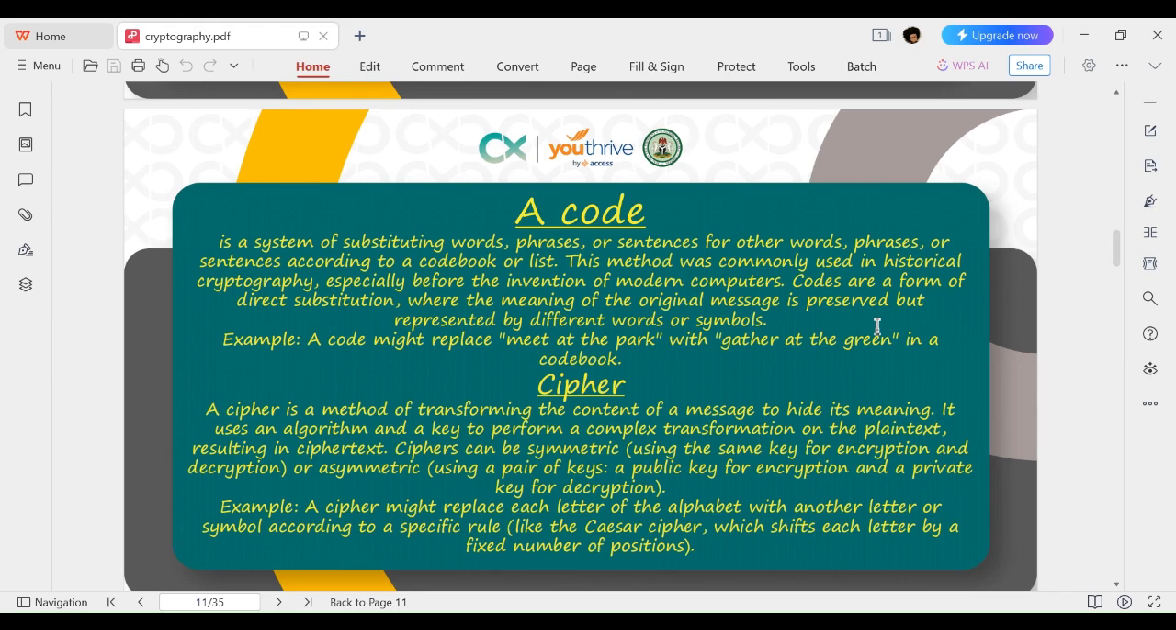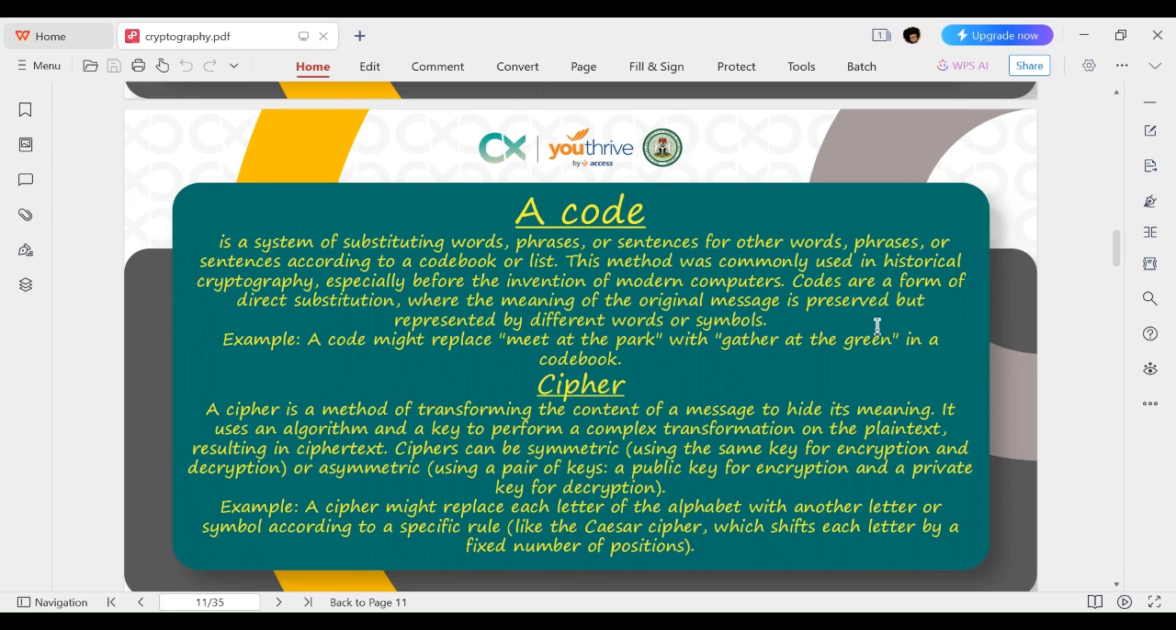A cipher is a method of transforming the content of a message to hide its meaning. It uses an algorithm and key to perform a complex transformation on the plain text, resulting in ciphertext. Ciphers can be symmetric, using the same key for encryption and decryption, or asymmetric, using a pair of keys, a public and a private key, for decryption.